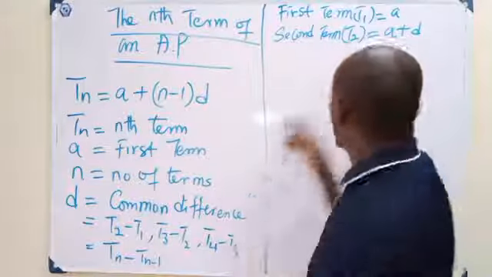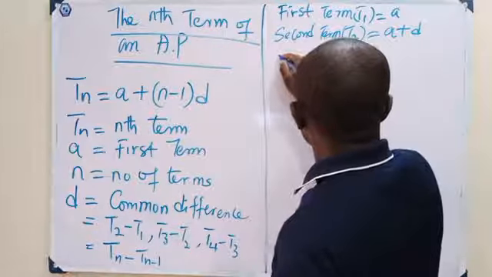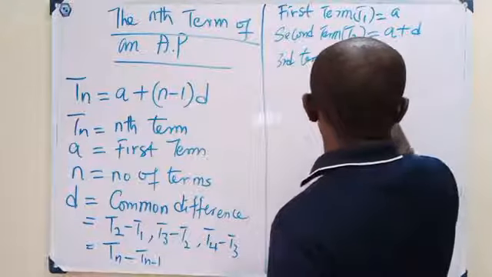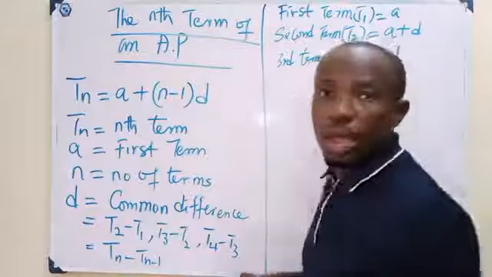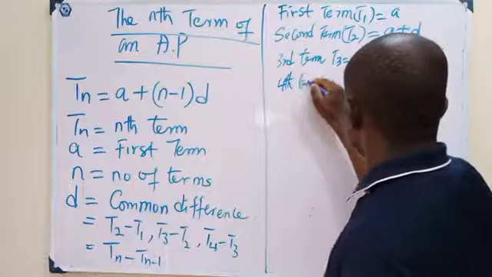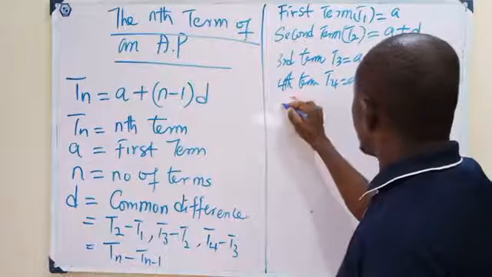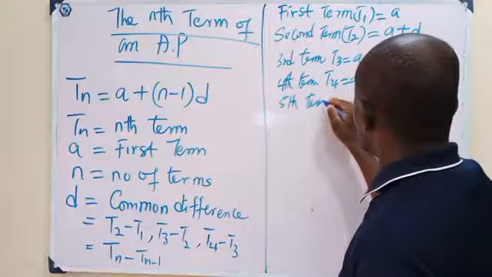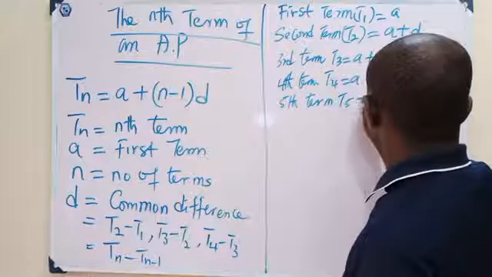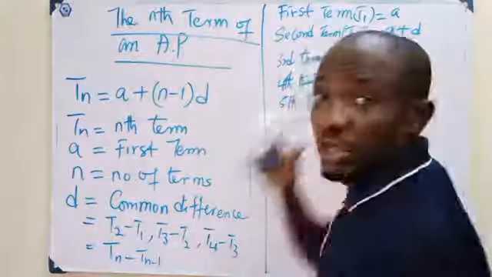Now let me show you how we generate this. Third term, in short form, T3 is A plus 2D. Fourth term is A plus 3D. Fifth term is A plus 4D. How are we generating it? Before I continue, let me show you how we generate it.